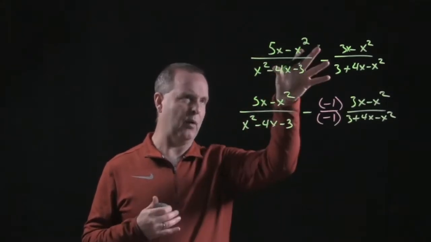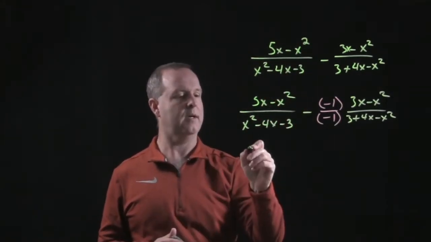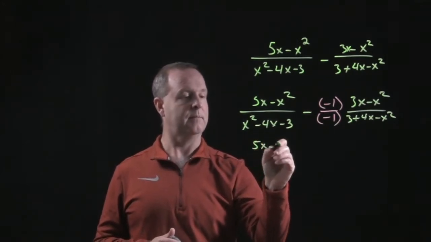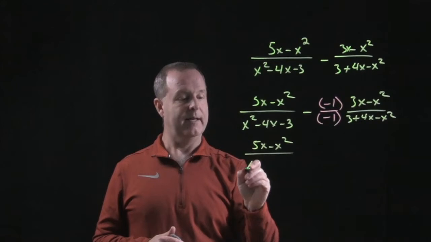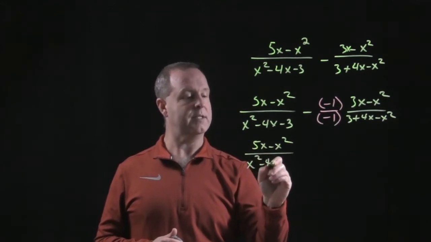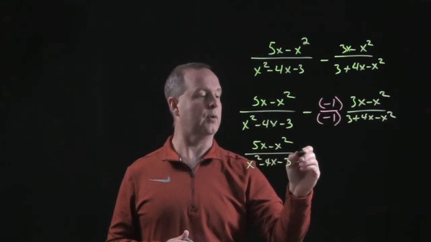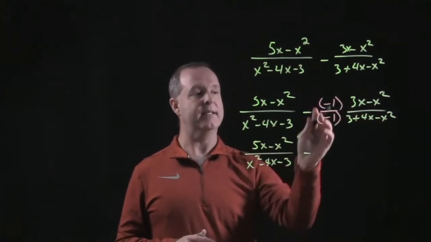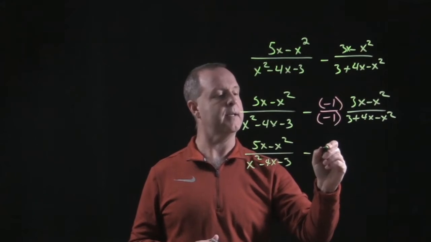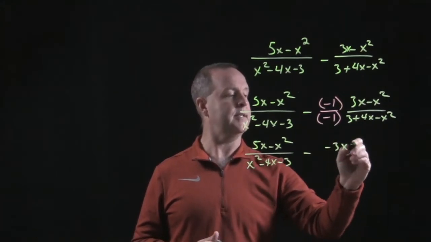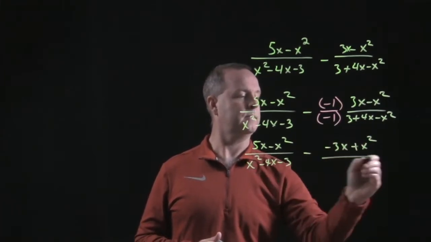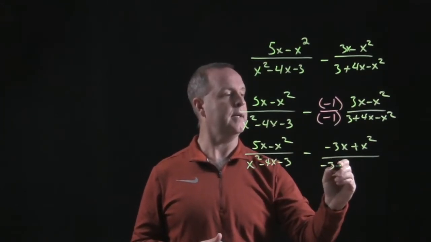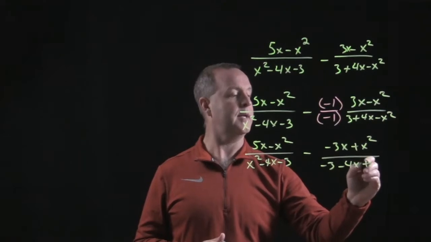Again, I'm in the habit of writing the exact same line as before, even if I do nothing with it. So there's 5x minus x squared. I haven't done anything with it at all. It's just kind of hanging along, kind of bored. Minus, now let's deal with this. Negative 1 times that term is going to give me a negative 3x plus an x squared. In the denominator, I have a negative 3 minus a 4x plus an x squared.